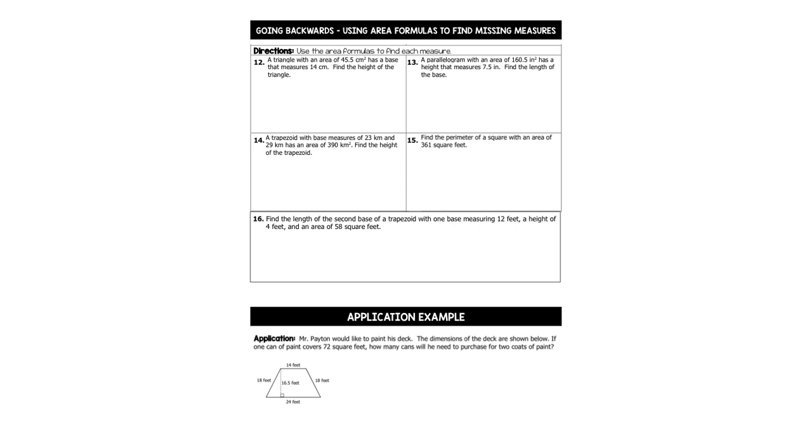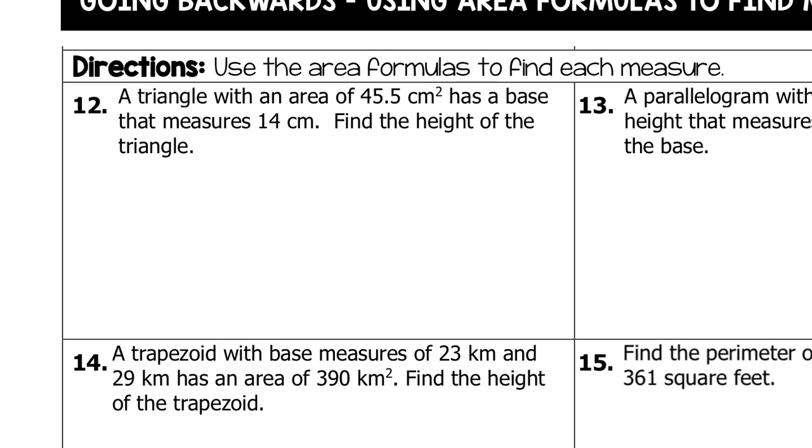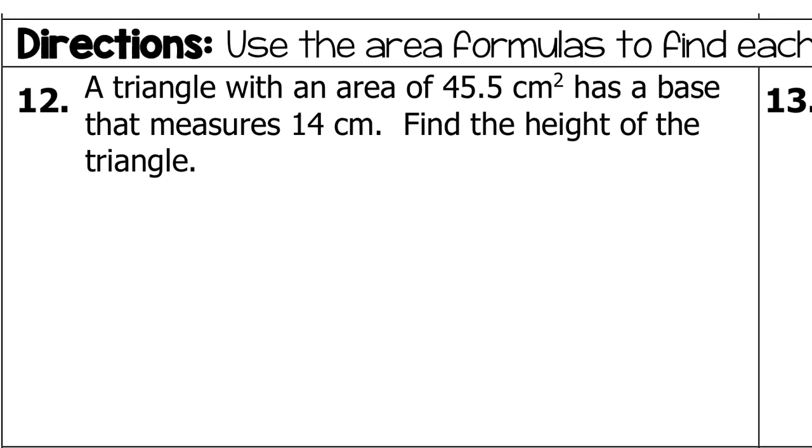Okay, so on this page we have some word problems, and we are going to be using the area formulas to go backwards and find some missing measurements. So in most of these examples, we're going to be given the area of the shape, and we're going to have to use the information that we have to just find another missing piece. So let's go ahead and read this first one here. It says a triangle with an area of 45.5 square centimeters has a base that measures 14 centimeters, and they're asking us to find the height.